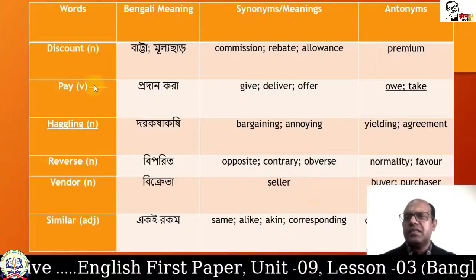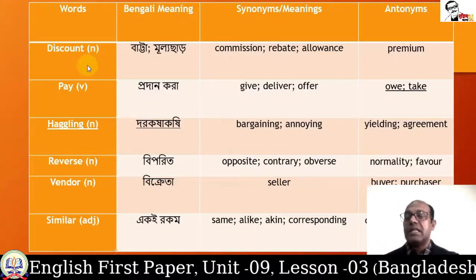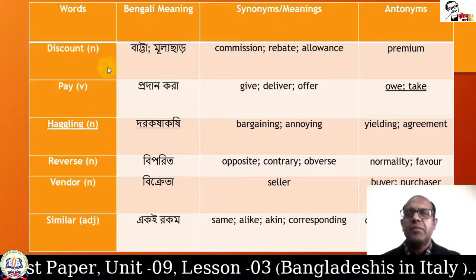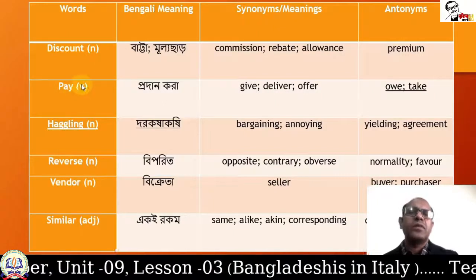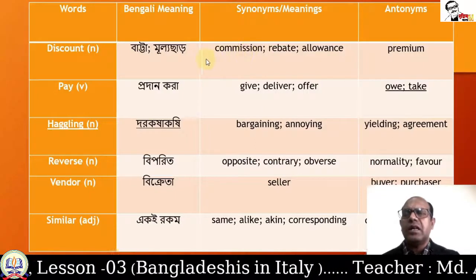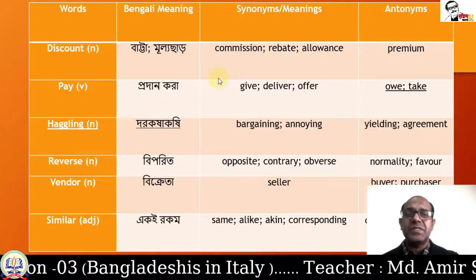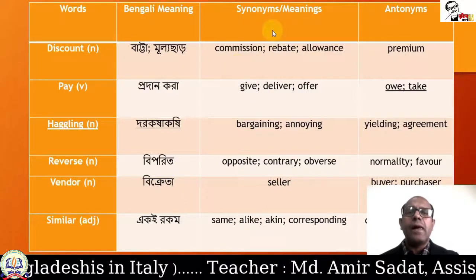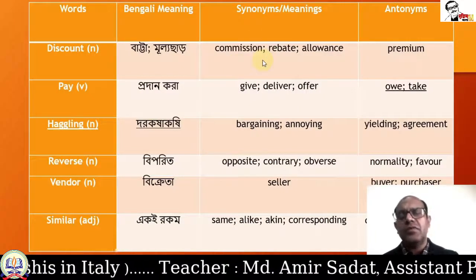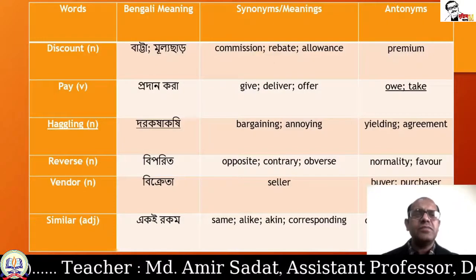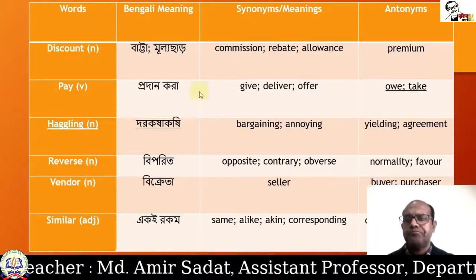Then, dear learners, another word is discount. Discount is a noun and its Bengali meaning is batta ba mullo chhar. And you know that a lot of shops are now giving some discount on some special things or special gifts. Now, its synonyms are commission, rebate, or allowance, and its antonym is premium.